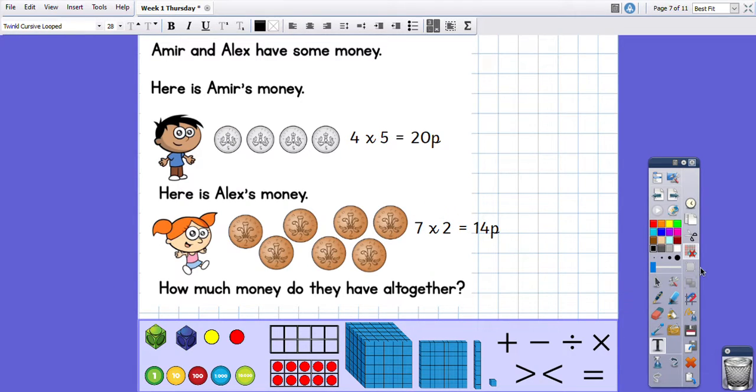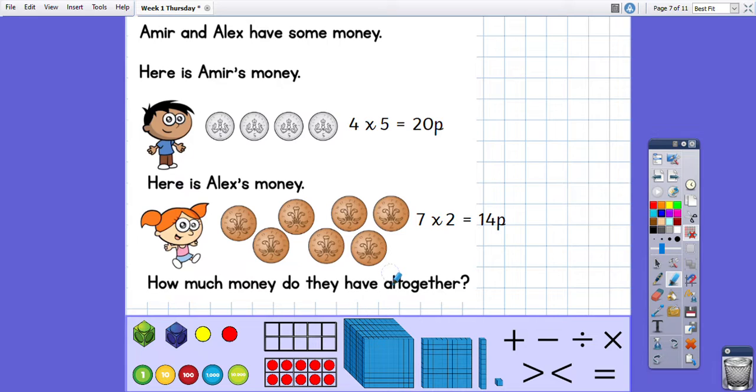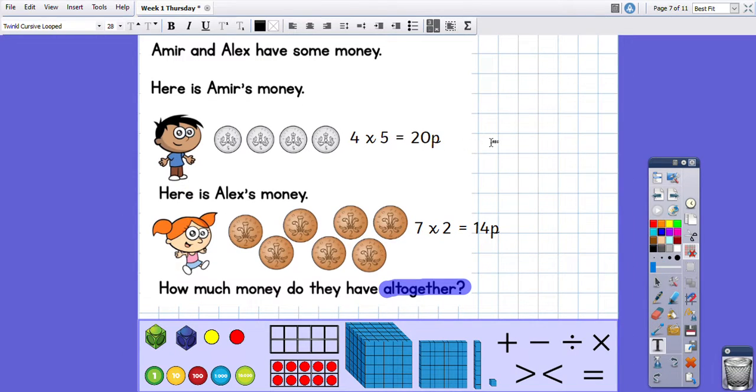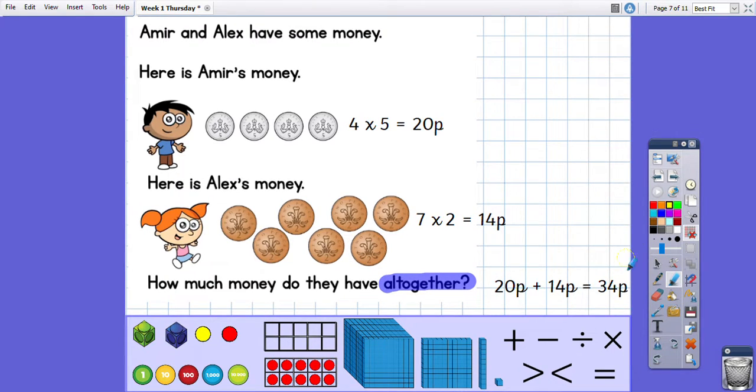Now it says, how much do they have all together? That means I need to add them up. Okay, so 20p add 14p equals. Now I know that 2 add 1 in my tens column is 3, for 30, and then it's the 4 because there's nothing in the 20p and 4 in the 14p. So altogether they have got 34p.